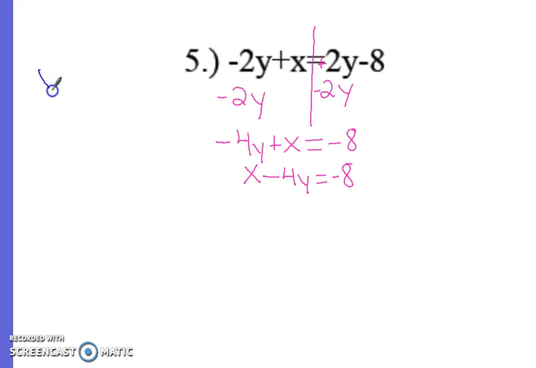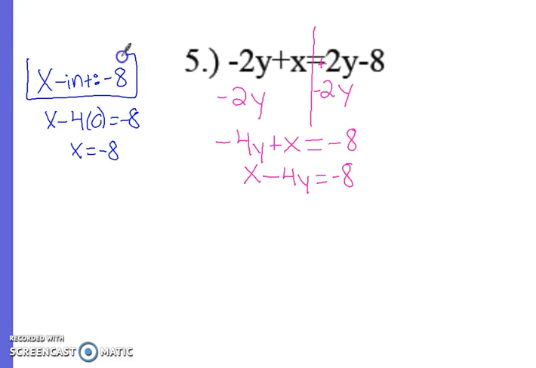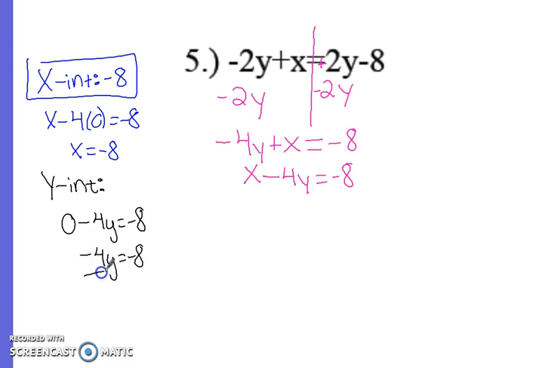Okay, you should have gotten that your x-intercept, your work should look like this. x minus 4 times 0 equals negative 8. This is just 0, x equals negative 8. Your x-intercept then is negative 8. For your y-intercept, you should have plugged 0 in for x. This is the work I'll be looking for. 0 minus 4y equals negative 8. You have negative 4y equals negative 8. Divide by negative 4, and you end up with y equals positive 2. So you have a y-intercept of a positive 2.